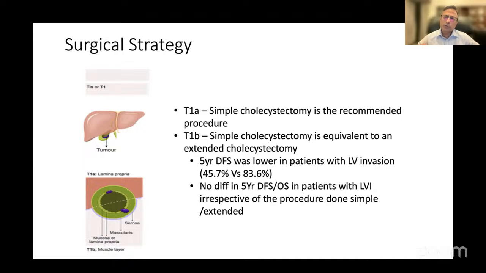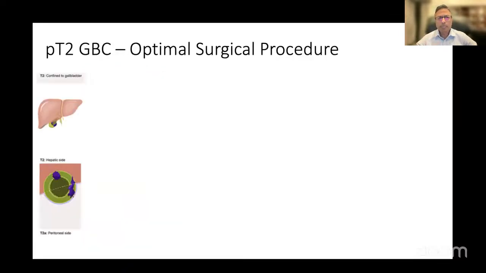A lot of groups would recommend doing extended cholecystectomy in T1B, but the data is quite clear that it doesn't matter in this group whether a cholecystectomy versus an extended cholecystectomy is done. The fact remains that in some studies, the disease-free survival was lower with lymphovascular involvement in T1B. So if that is present, it prognosticates a poor outcome. The most interesting group of patients in decision-making is PT2.